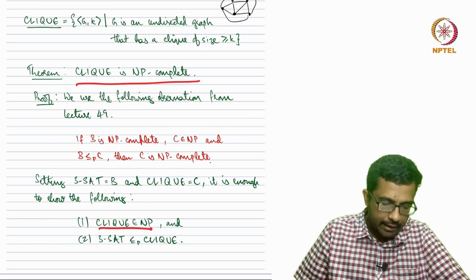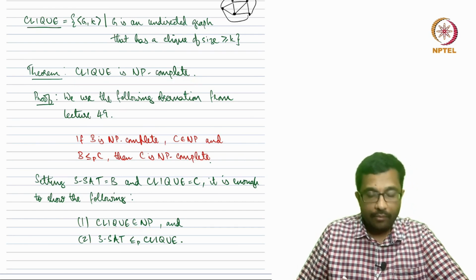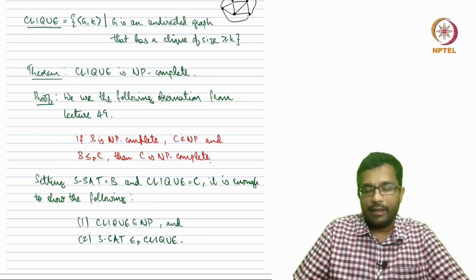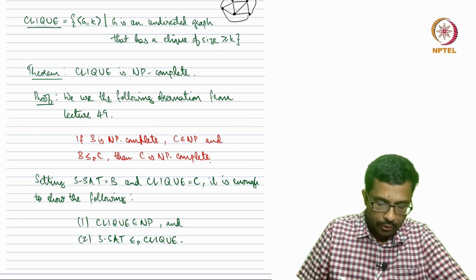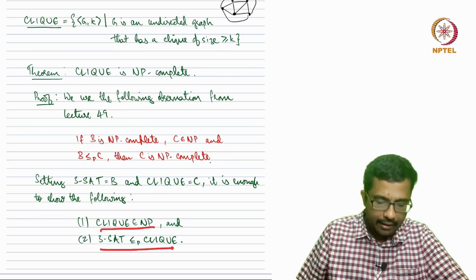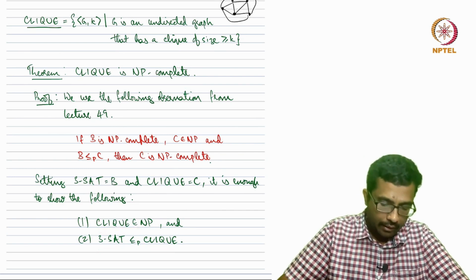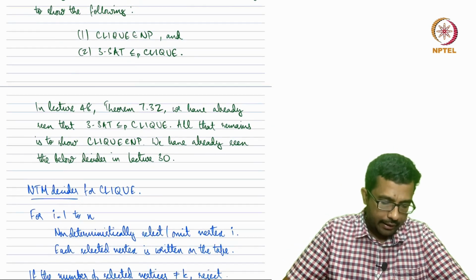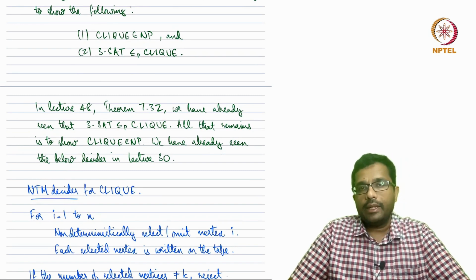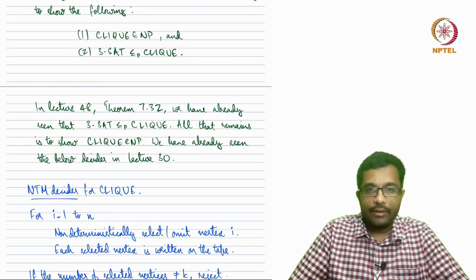So the things that we have to do is, to show that CLIQUE is NP complete, we have to show that CLIQUE is in NP, and then show that an existing known NP complete language reduces to CLIQUE. So here we choose 3 SAT. We will show that CLIQUE is in NP and 3 SAT reduces to CLIQUE. In fact, both of these we have already done. In lecture 48, in the previous week, we showed that 3 SAT reduces to CLIQUE.